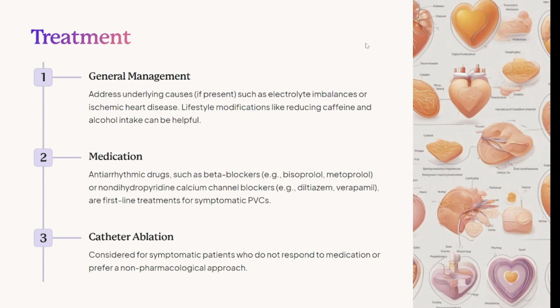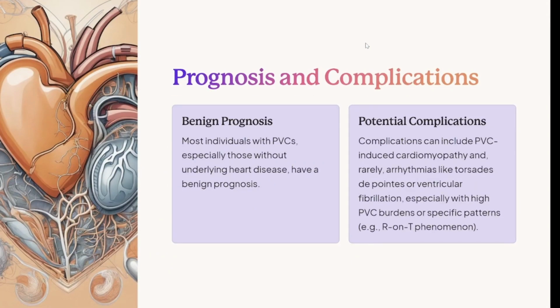D. Prognosis and complications. Most individuals with PVCs, especially those without underlying heart disease, have a benign prognosis. Complications can include PVC-induced cardiomyopathy and, rarely, arrhythmias like torsades de pointes or ventricular fibrillation, especially with high PVC burdens or specific patterns, e.g. R-on-T phenomenon.